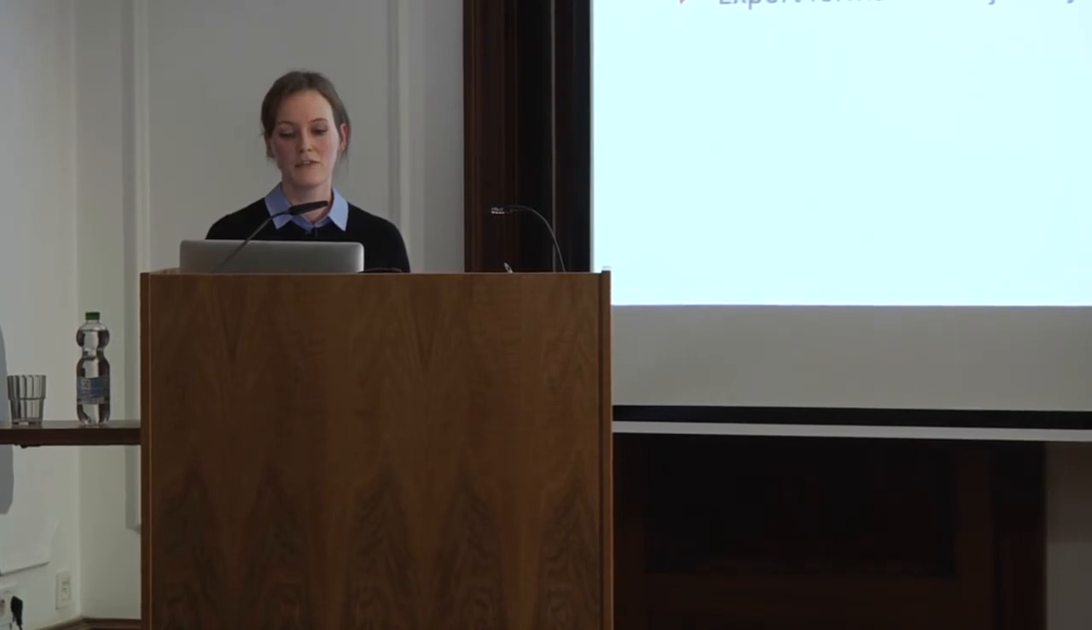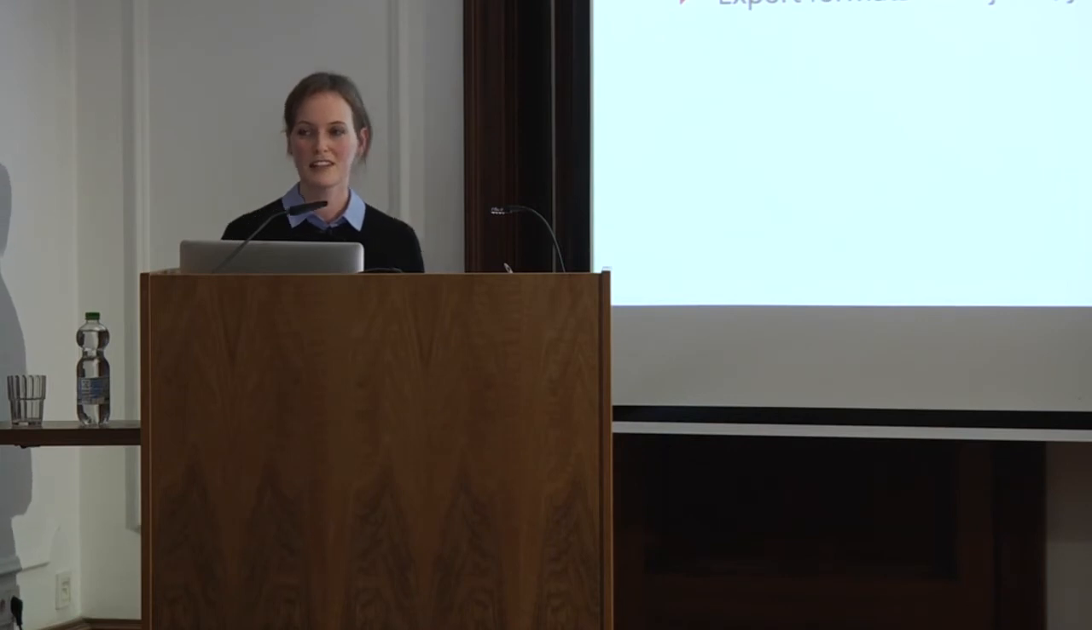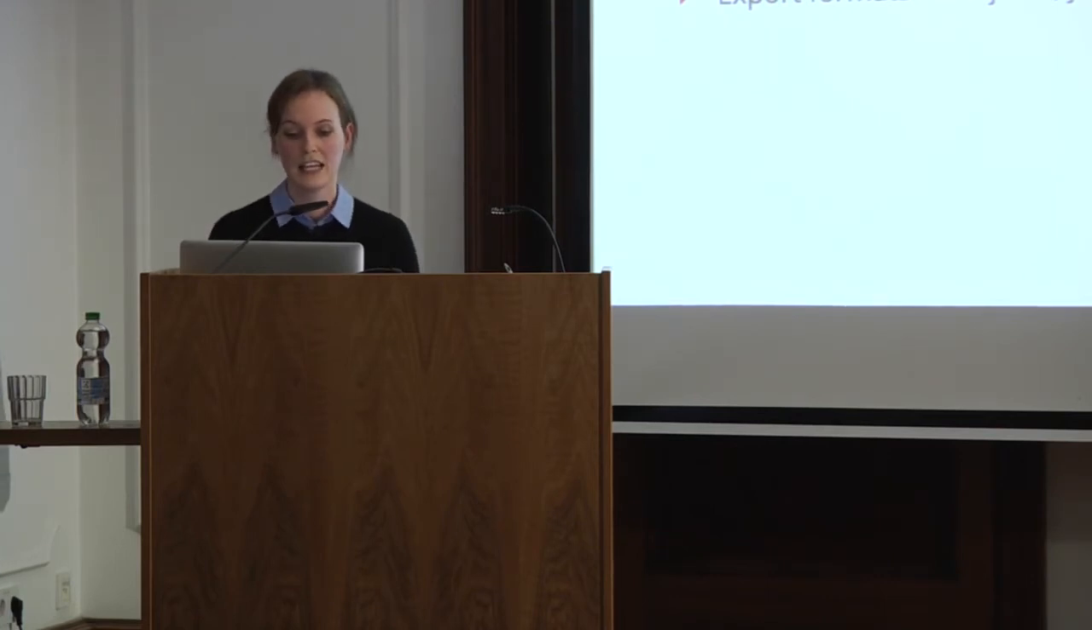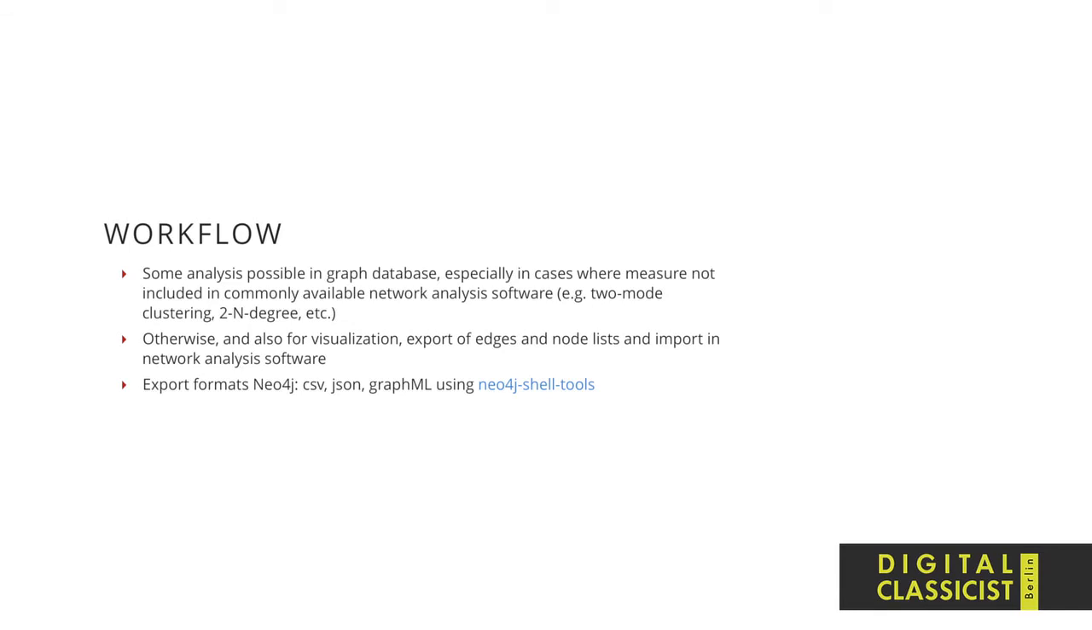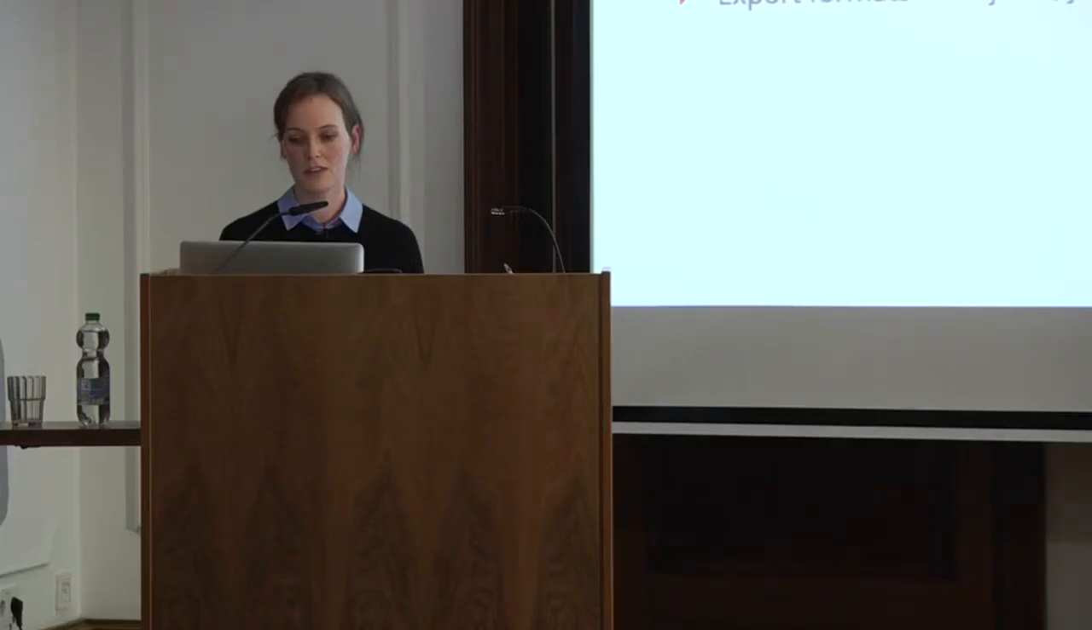As I said before, SNA is possible in the graph database, and this is especially useful in cases when commonly available network analysis software doesn't include the measure that you want to take or doesn't include the pattern that you want to query for. For example, two-mode networks, which many network analysis software can't really deal with. And in some cases, for example in the case of two-mode clustering, there are also a lot of different equations that you can use. So it's not that there's one right calculation that you can do. So in these cases, it's very useful that you can already query this path with the graph database, and then you can analyze that for yourself.